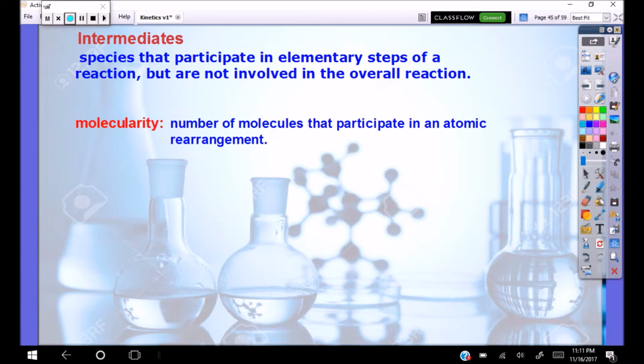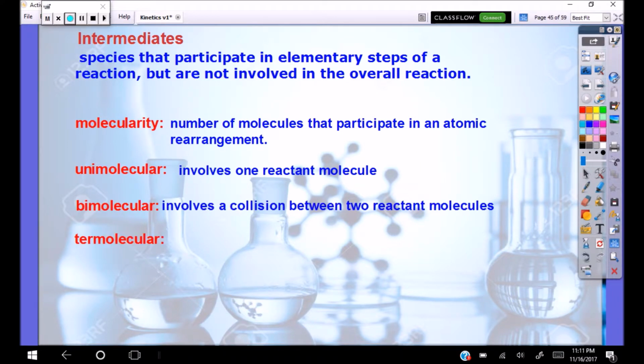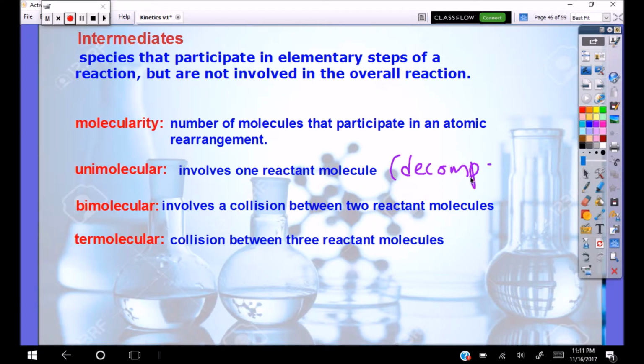We have molecularity. This is just the number of molecules that participate in an atomic rearrangement. We have three types: unimolecular, bimolecular, and termolecular. The prefixes help explain exactly what they are. Unimolecular involves one reactant molecule. Bimolecular involves two reactant molecules. Something to notice is that since there's only one, this is a decomposition reaction.